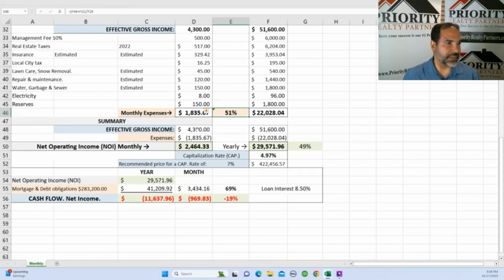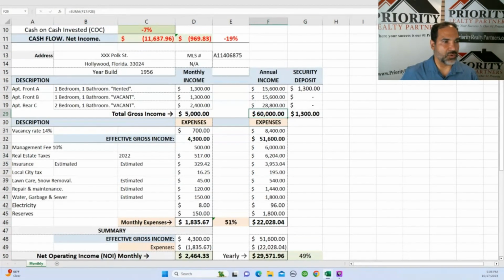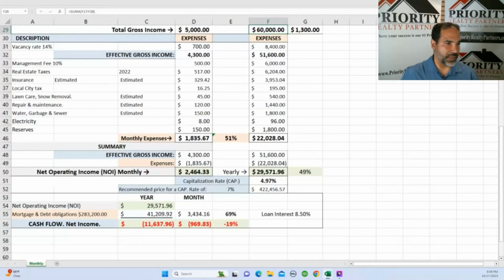This gives me an effective gross income of $4,300 once you deduct the expenses. A year is $51,600. Okay. Now over here, once you take the expenses, this is what you have. Now, here you have the net operating income monthly and for the year. That's after all of the expenses. That's the operating income you have. Okay. That is 49% out of the total gross income that is coming in.